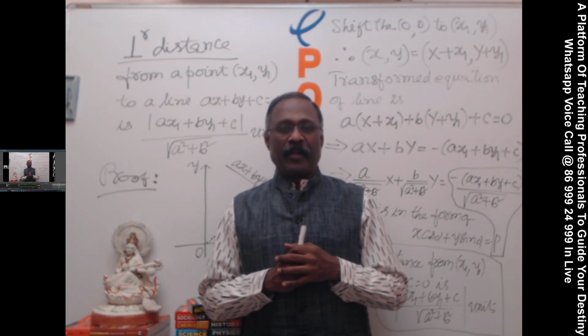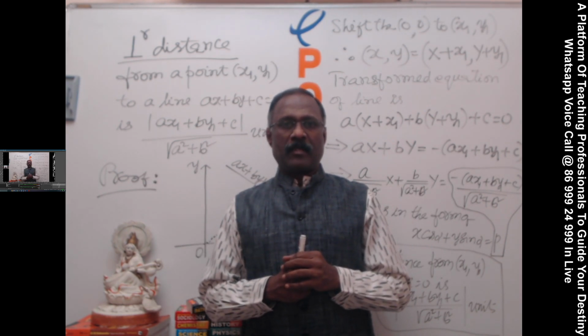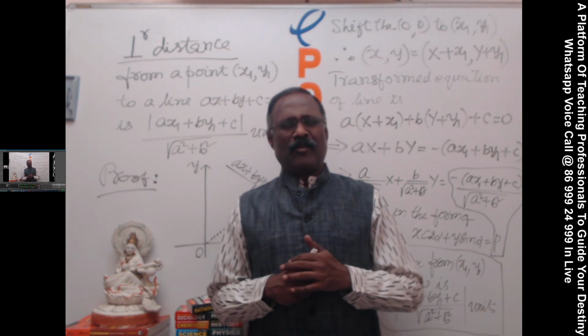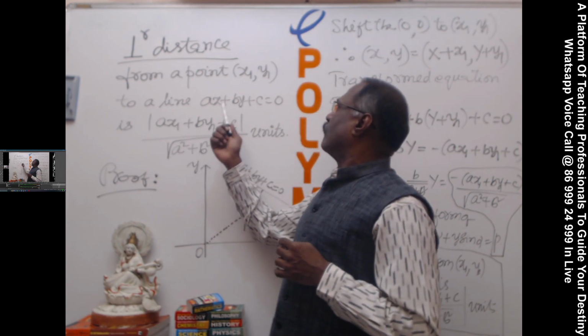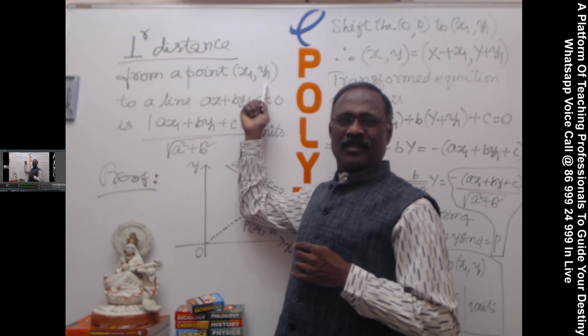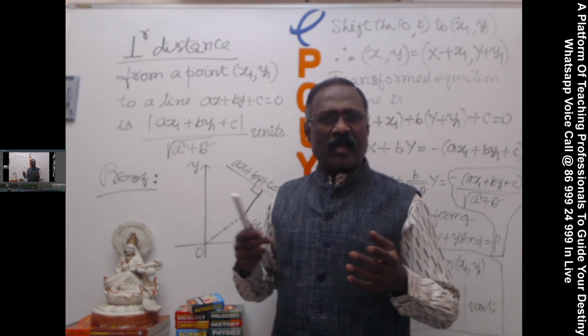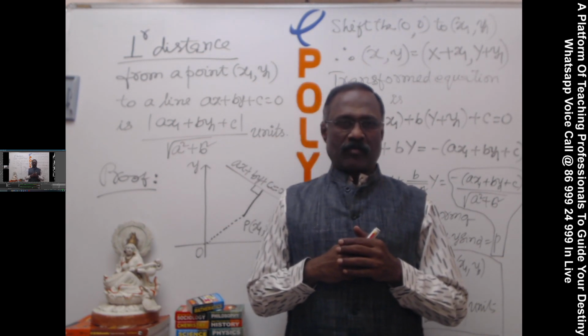Now, a frequently used one is the perpendicular distance from the origin to a line. Obviously, when it is from the origin to a line, this x1, y1 becomes 0, 0. Substitute 0, 0. What is the remaining? c. So it is simply mod c by root over a square plus b square.